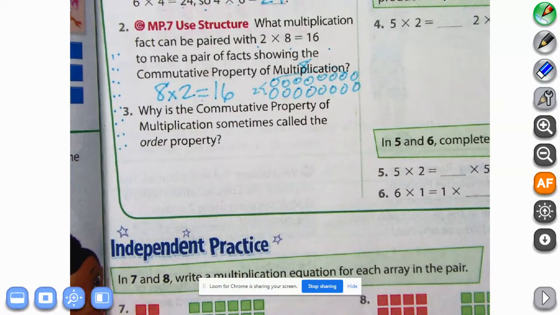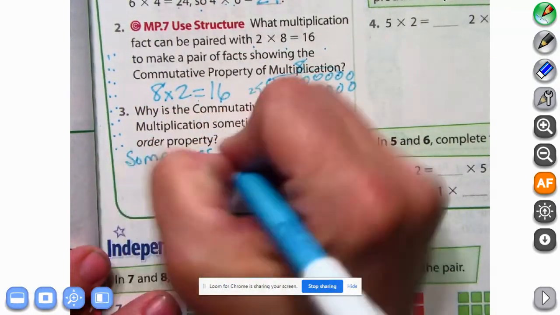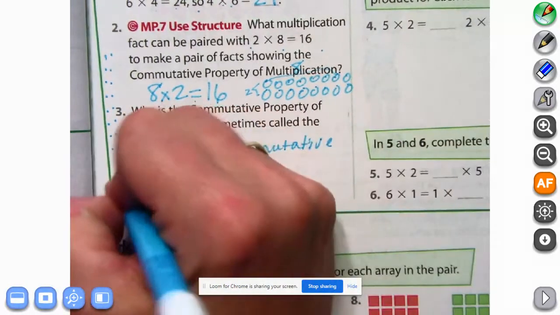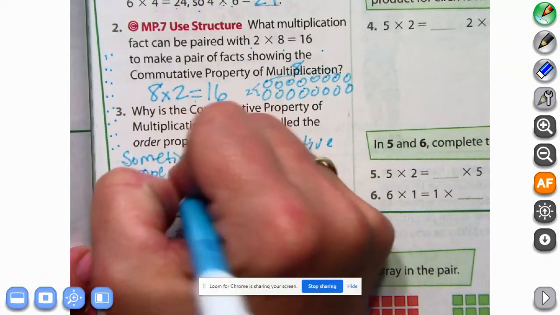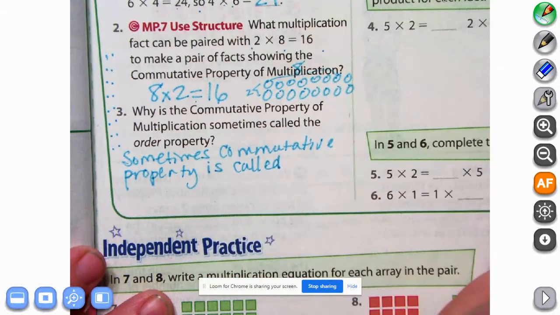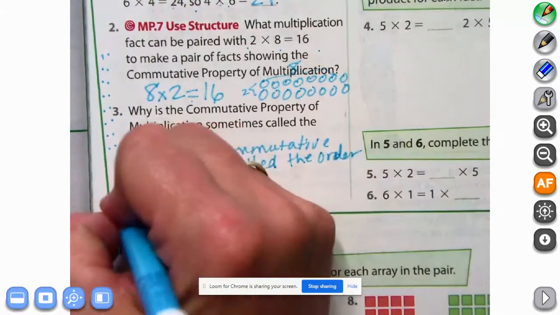Why is the commutative property of multiplication sometimes called the order property? Okay, why is it sometimes called the order property? Okay, so sometimes commutative property is called the order property.